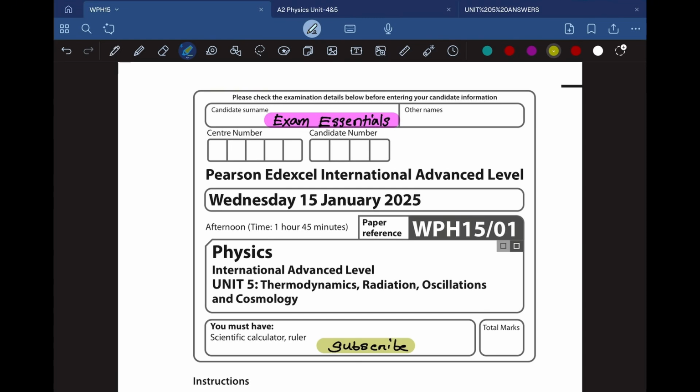So basically today we will solve the most recent Physics Unit 5 paper, the January 2025 paper. So without wasting any more time, let's start.